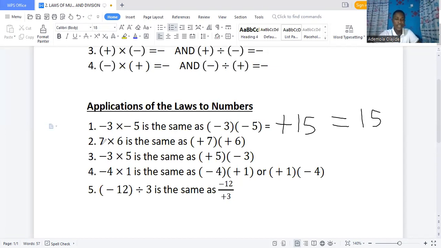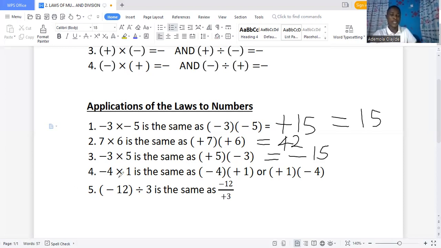So for this one, 7 times 6, as there is no sign preceding them, it implies that it is positive. Positive 7 times positive 6, that is plus 7 times plus 6. So the result will be plus 42. So you simply write 42. Minus 3 times plus 5. Minus times plus is minus. It is minus, you have to indicate it. And 3 times 5 is 15.